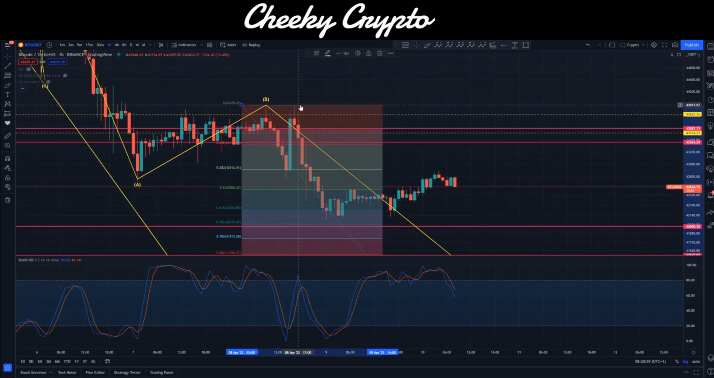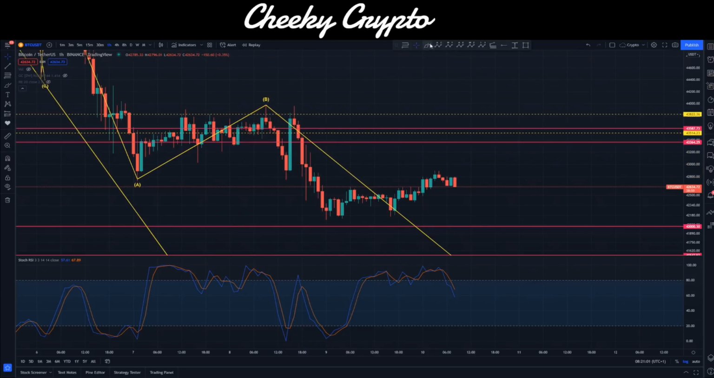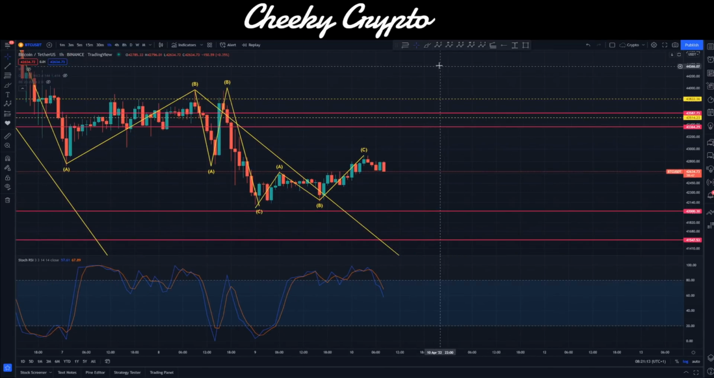So if I remove these for a second, we can draw up what that looks like. A, B, and C, right? Pretty straightforward. And then we start to see a pretty good reversal. We start to see an A, B, C just here. Now we're in an A, B, C down.